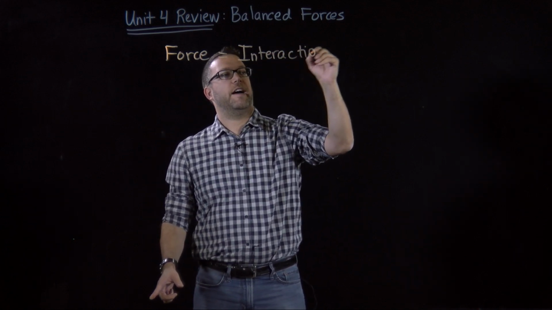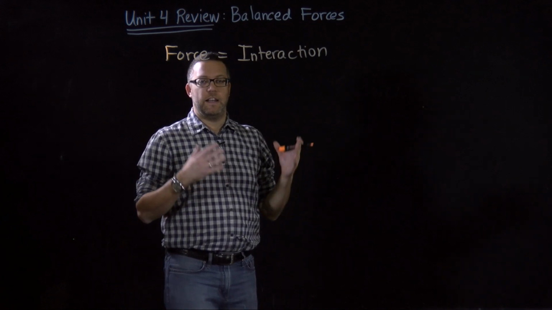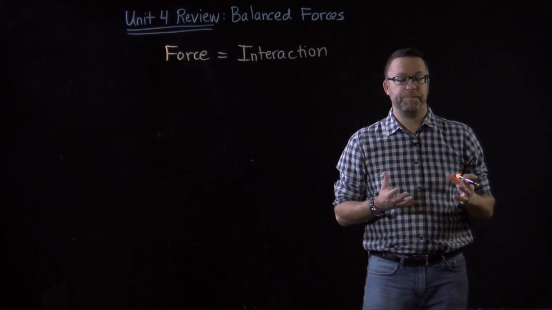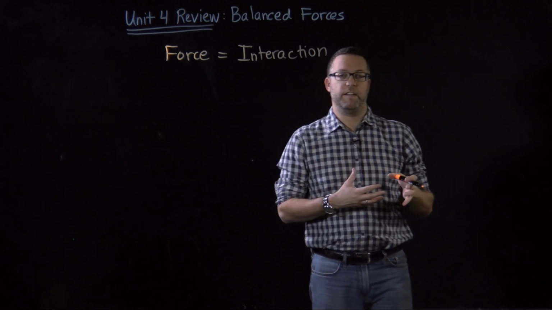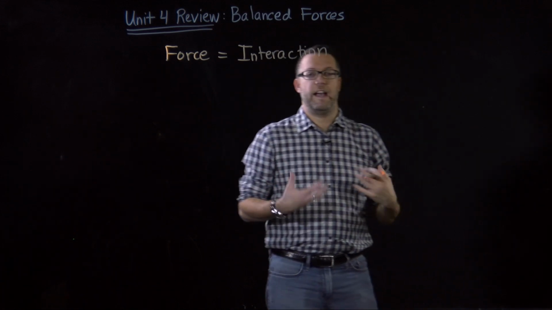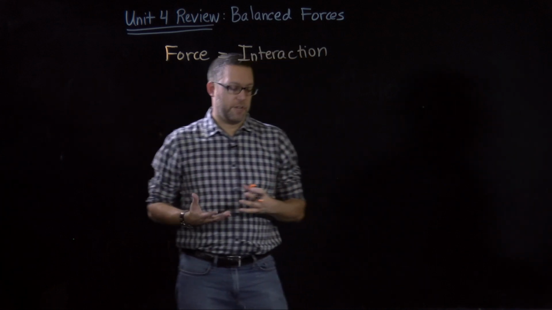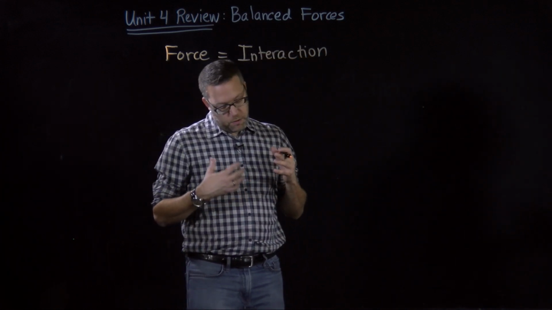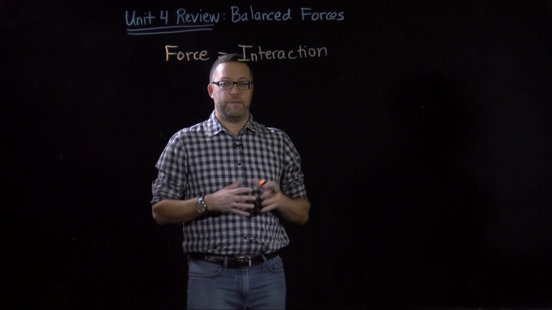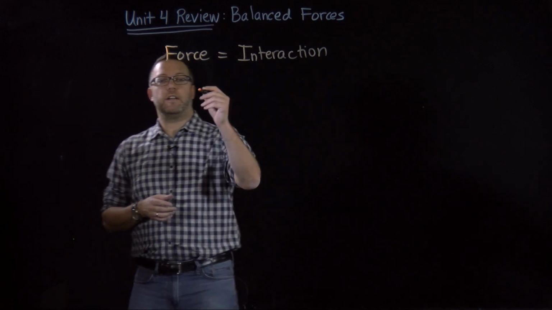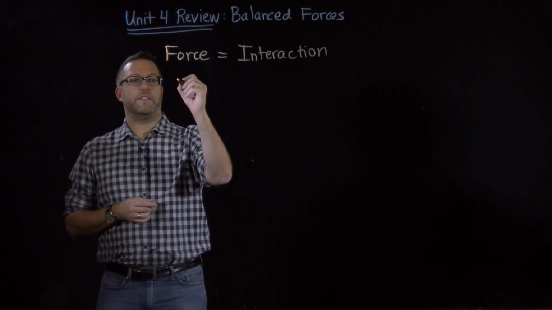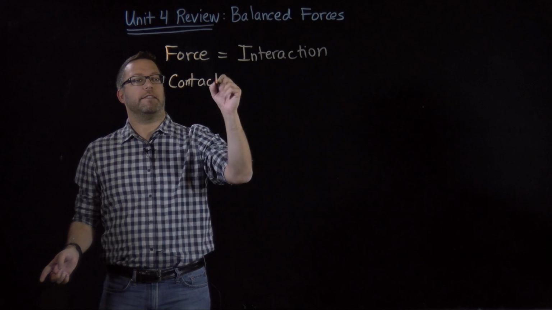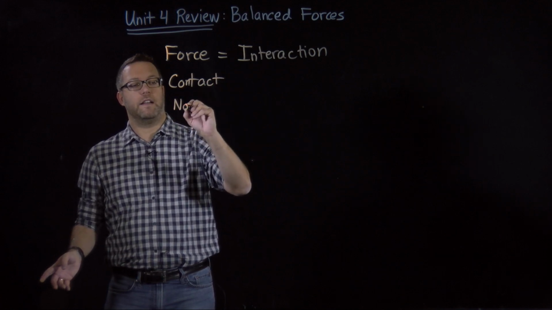So what we mean by that is that in order to have an interaction, you have to have two objects participating. So whether that's a book sitting on a table or the force of gravity acting on me, there's always two objects that are involved. And we talk about the different types of forces, and we classify them, broadly speaking, into two types. We talk about contact and non-contact.